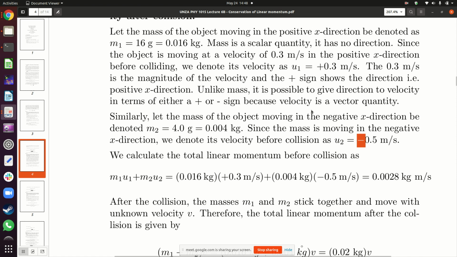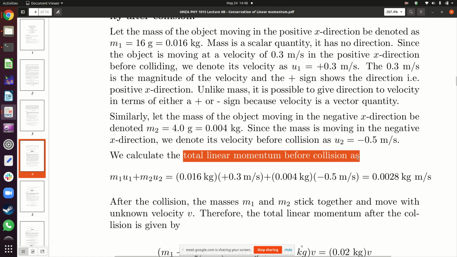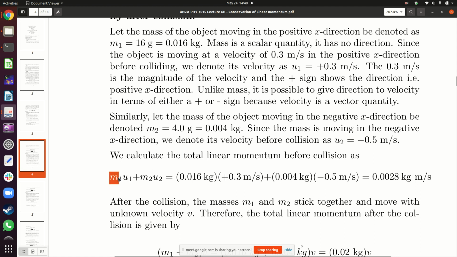So with this information, we can work out the total linear momentum before the collision. The total linear momentum before the collision is going to be mass 1 multiplied by the velocity of mass 1 before collision, which is u1, plus mass 2 multiplied by the velocity of mass 2 before collision, which is u2. Our mass 1 is 0.016 kgs, multiplied by the velocity, which is plus 0.3 meters per second, then plus. We are doing a sum, looking for the total linear momentum of these objects before they collide.